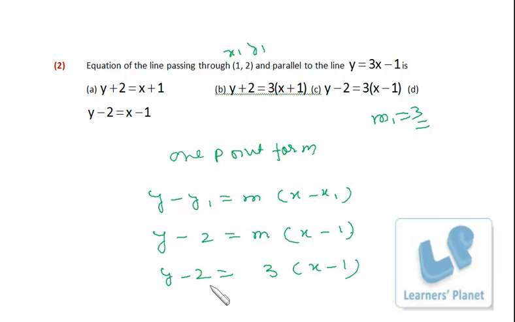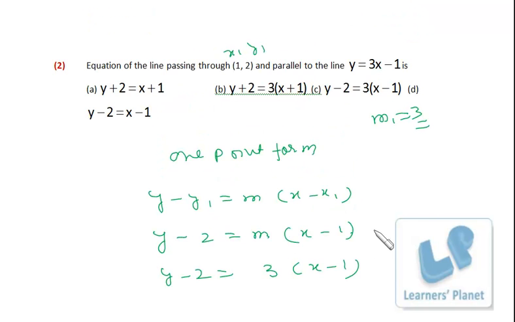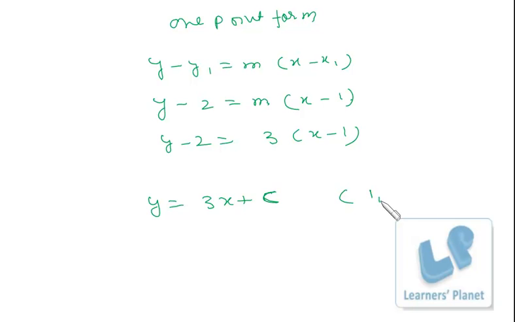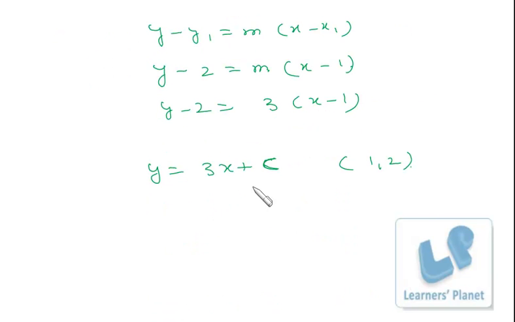So this will be the equation of the line parallel to this line which is passing through the point 1 and 2. Alternatively, what you can do is the slope of this line will be the same, that is 3x plus, and I assume the constant to be c. Now this line is passing through point 1 and 2. This is the line that is parallel to this line. y is equal to 3x minus 1 and y is equal to 3x plus c are parallel. We have to find the value of c.